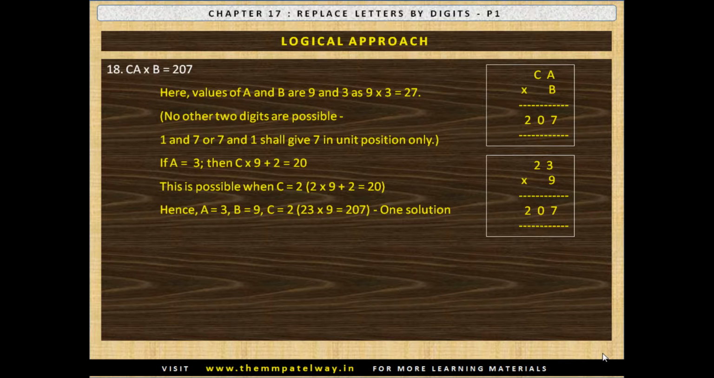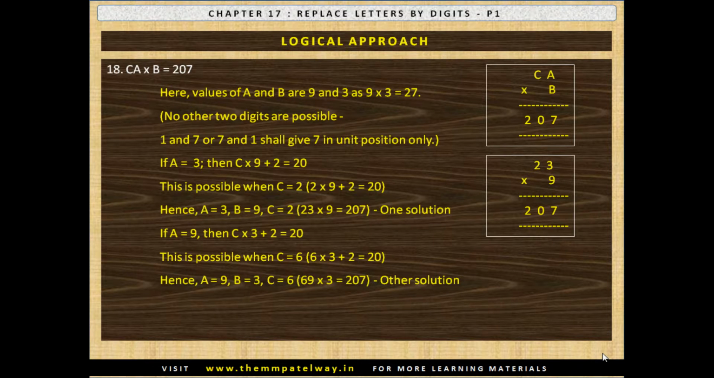This is the first solution. If we now take A equals 9, then C into 3 plus 2 will be 20. This is possible when C equals 6, and 6 into 3 plus 2 will be equal to 20. Hence, A will be equal to 9, B will be equal to 3 and C will be equal to 6, and the solution will be 69 into 3 equals 207. This is the second solution.